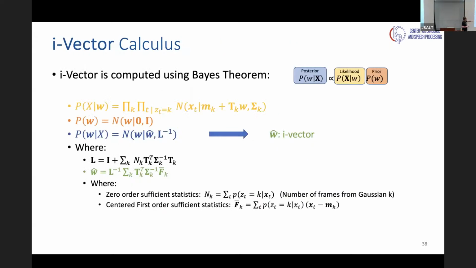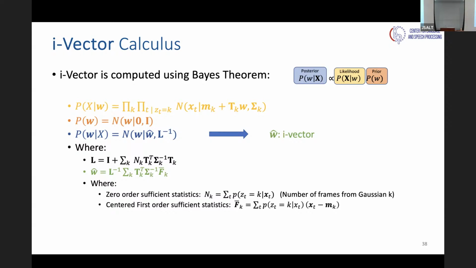So you have this likelihood function, and then the i-vector also has a prior probability distribution, which is just a standard normal. And if you want to calculate the i-vector, it has a posterior probability distribution that is also a Gaussian, given by this equation. First you have L, the precision of this Gaussian, which is equal to the identity. This identity comes from the prior. And then you have this term that depends on N_k. N_k is the number of features that were assigned to Gaussian k.